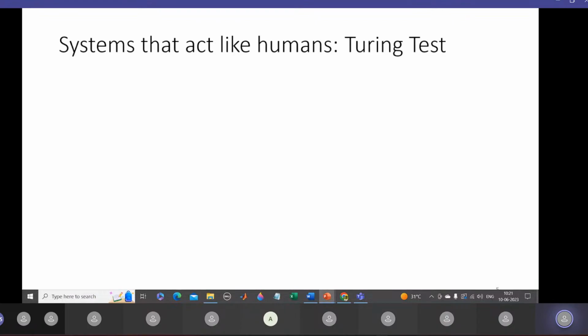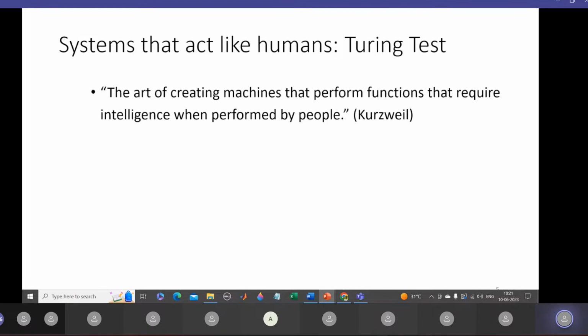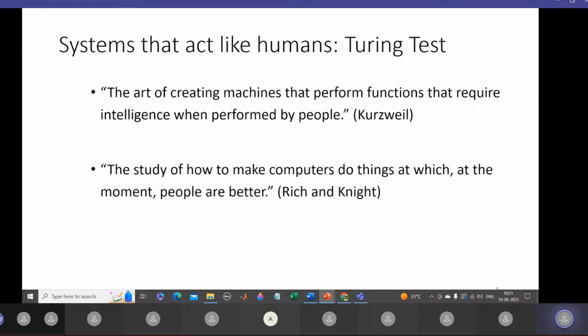Turing test: in a room you hide the person who is on the other side. When the answer comes, you have to decide whether the answer was given by a human being or by a device. That is the Turing test. It is about creating machines that perform functions requiring intelligence when performed by people, making computers do things at which, at the moment, people are better.